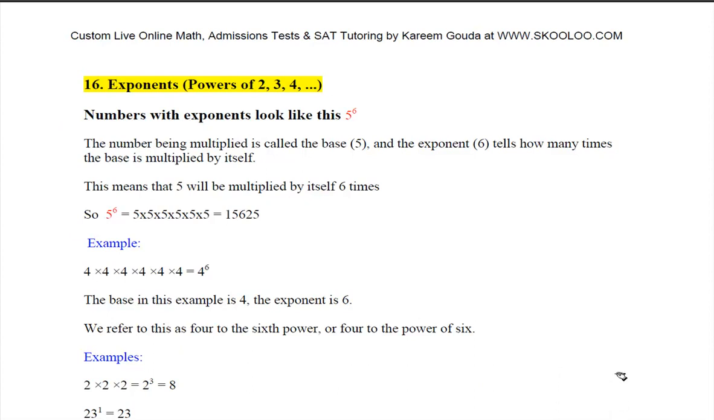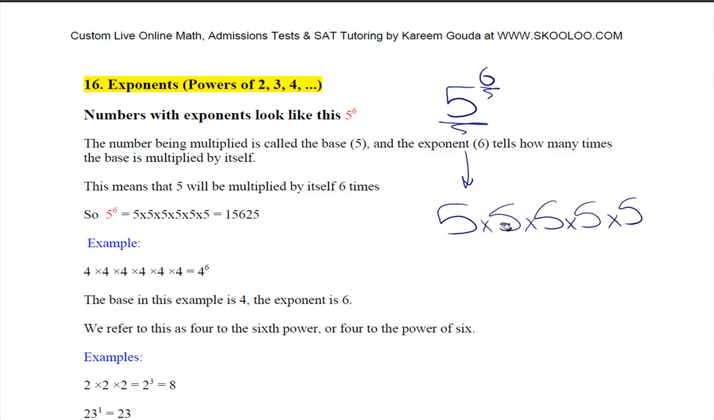Exponents are powers. Basically, if I have a number like this, 5 to the power of 6, this is called the base and this is called the exponent or the power. This means 5, which is the base, times 5, 6 times. So 1, 2, 3, 4, 5, 6. So 6 5s. 5 times 5, 6 times. This is 5 to the power of 6.